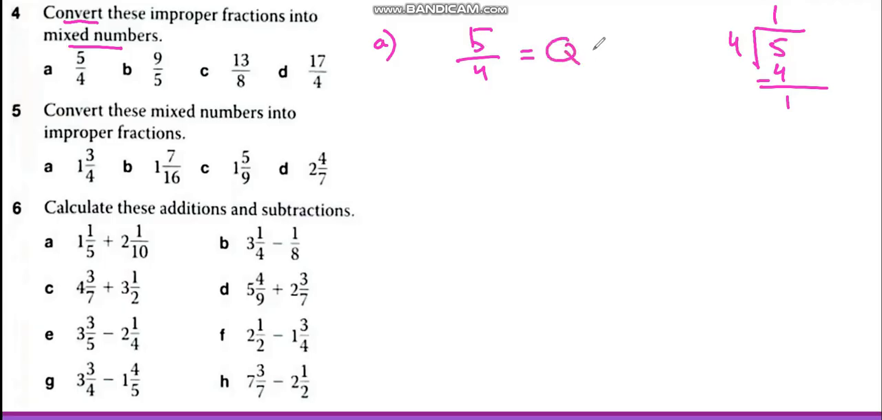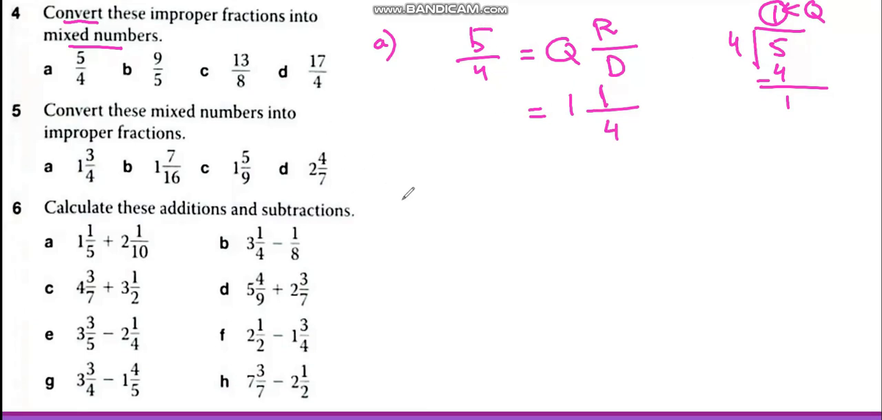In question number 4, they want us to convert these improper fractions into mixed numbers. So it's very easy. In A part, let's convert 5/4 into a mixed number. So we divide 5 by 4, but we will get some remainder. We know that 4 times 1 is 4, and we will get the remainder 1. So to write the improper fraction as a mixed number, we write the quotient here, the remainder as the numerator, and the divisor as the denominator. In this case, the quotient is 1, the remainder is also 1, and the denominator is 4. So 1 and 1/4 is another form of the improper fraction 5/4.